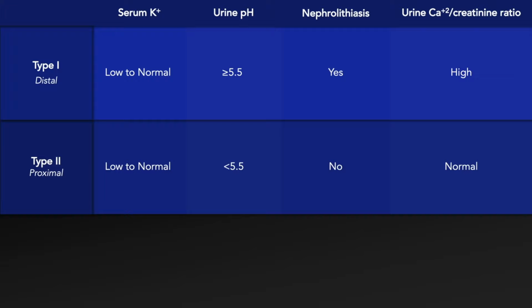And lastly, we will discuss type 4 renal tubular acidosis. In this type of RTA, the serum potassium level is typically high. The urine pH is lower than 5.5. As in type 2 RTA, nephrolithiasis is not a common complication, and the urine calcium to creatinine ratio is normal.